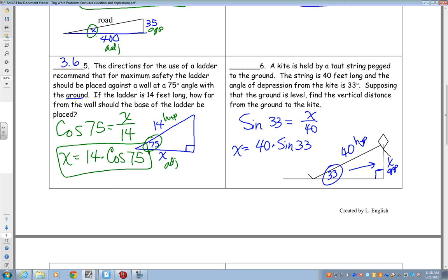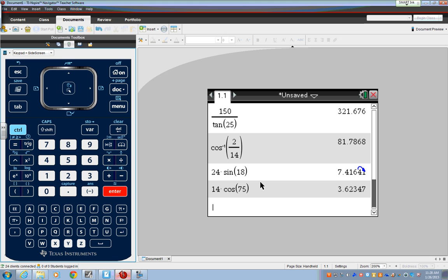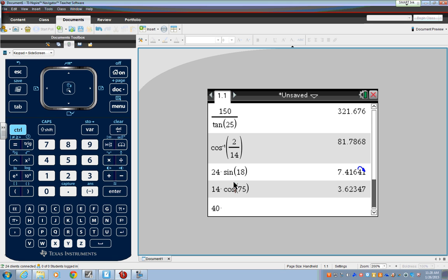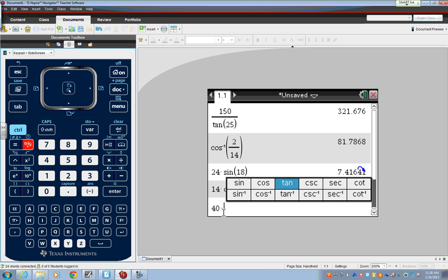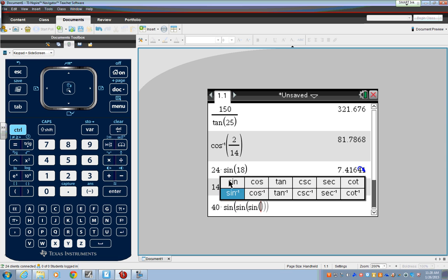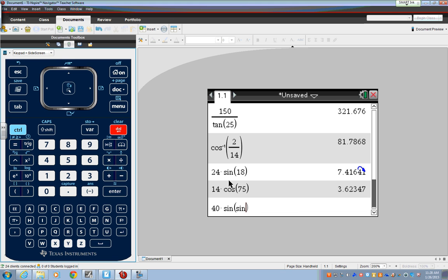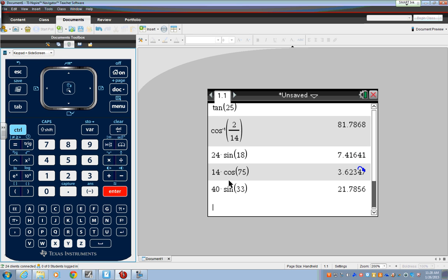Put that in your calculator. What? Did I do that right? I think I probably put 33 instead of 32. Oh. No, it's not. There it goes. 21.8.